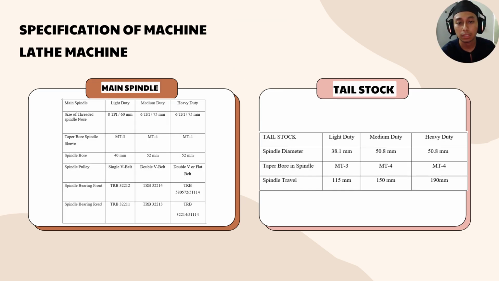For the specification of the lathe machine, it has many parts, starting with the main spindle. The main spindle has a size of thread spindle nose, taper bore spindle sleeve, spindle bore, spindle pulley, spindle bearing front and spindle bearing rear. For the tailstock, we have spindle diameter, taper bore in spindle and spindle travel.